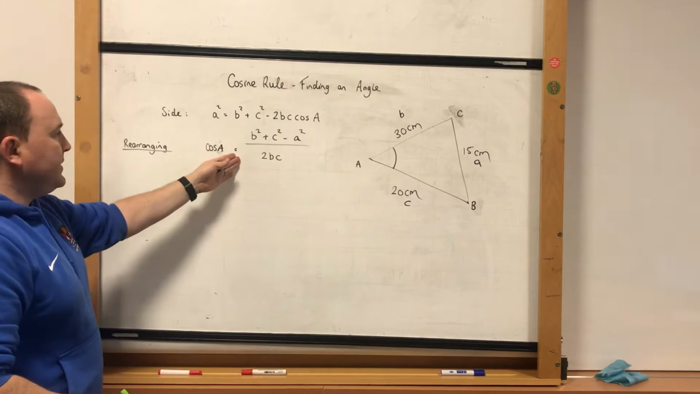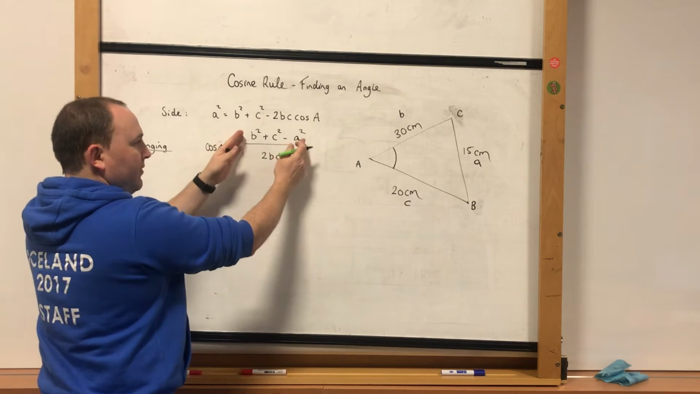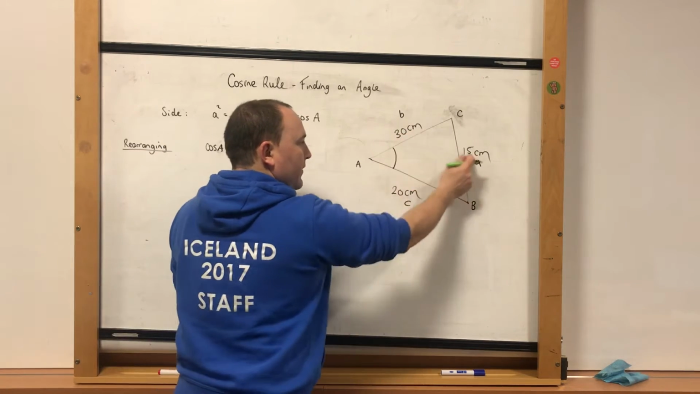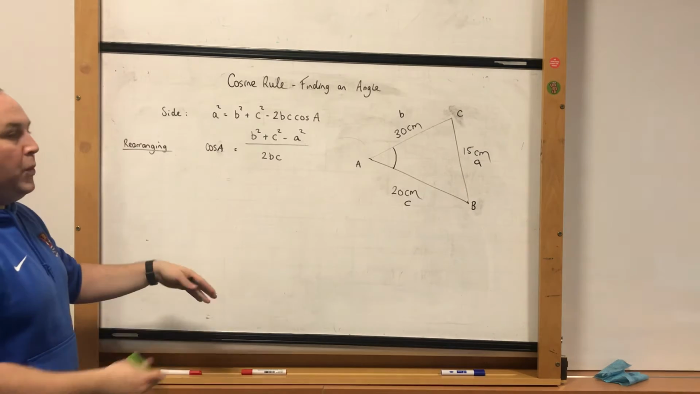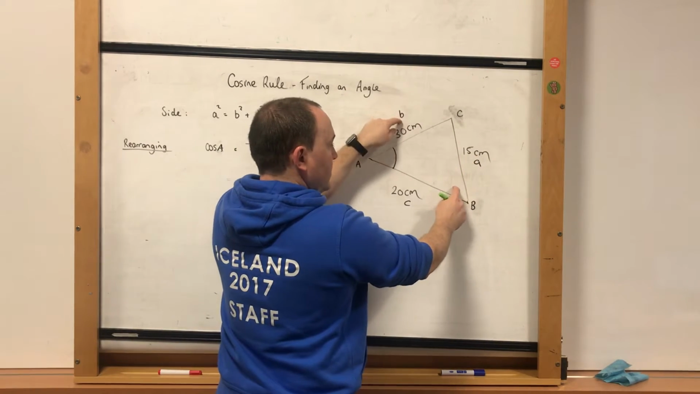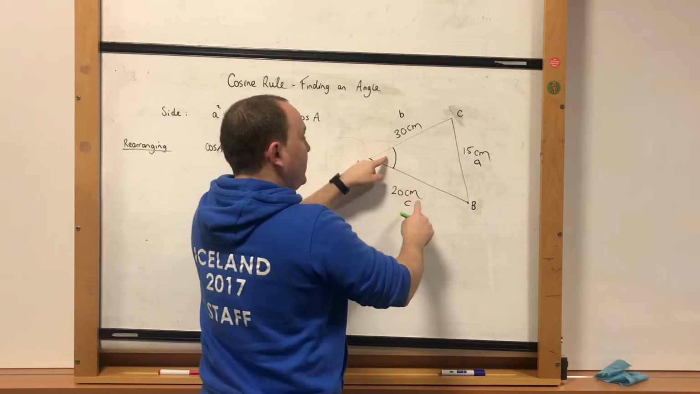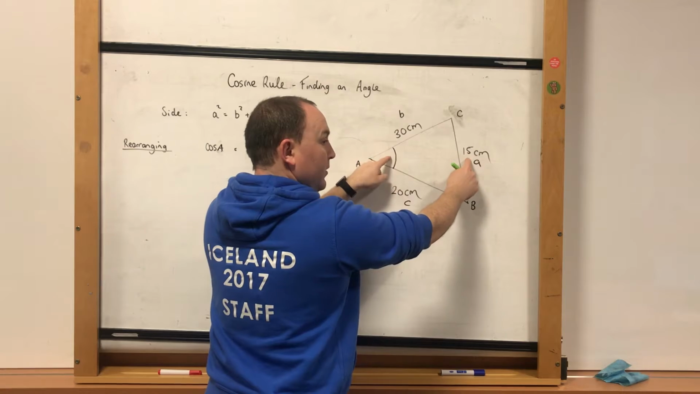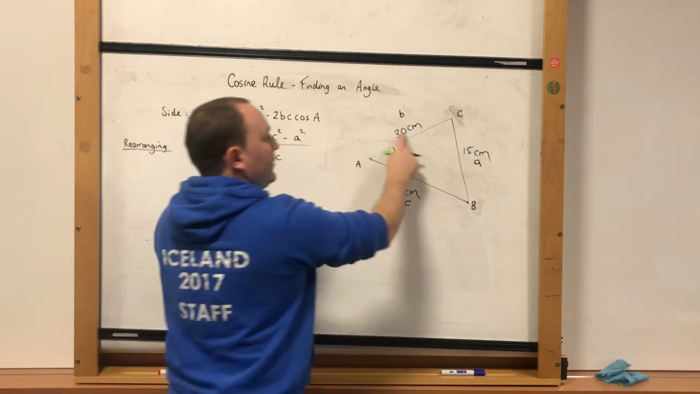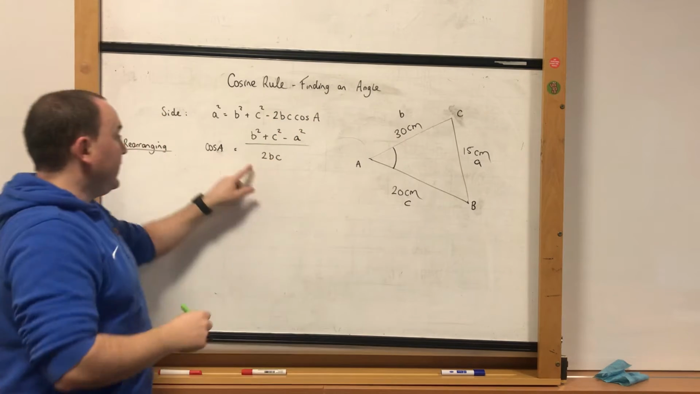Notice, to find the angle, the cosine rule requires you to have all three sides. We do not have a ratio of angle and side. If we're finding an angle and it was the sine rule, you would have a ratio of side and angle. So this one, you've got all three sides, so it's a cosine rule. Those are the problem solving strategies you'll need for later on.